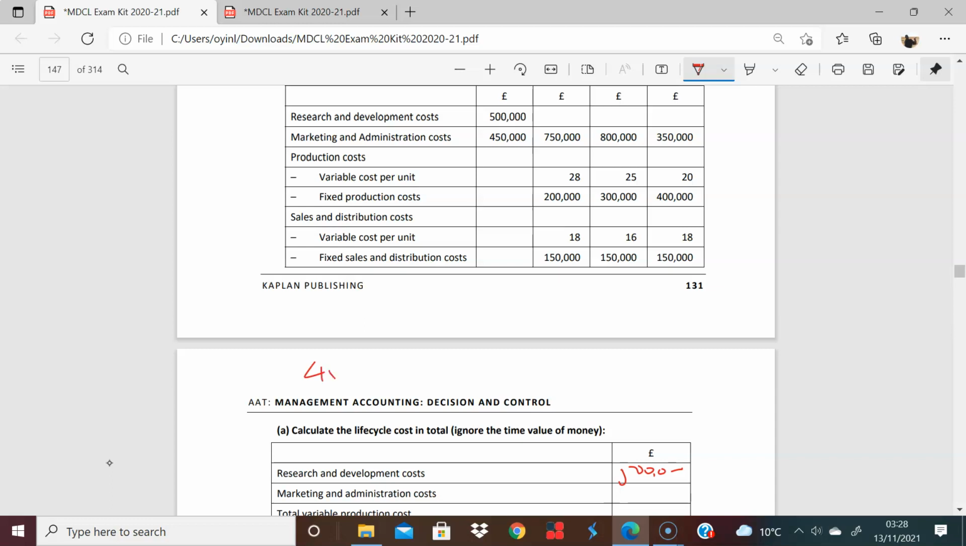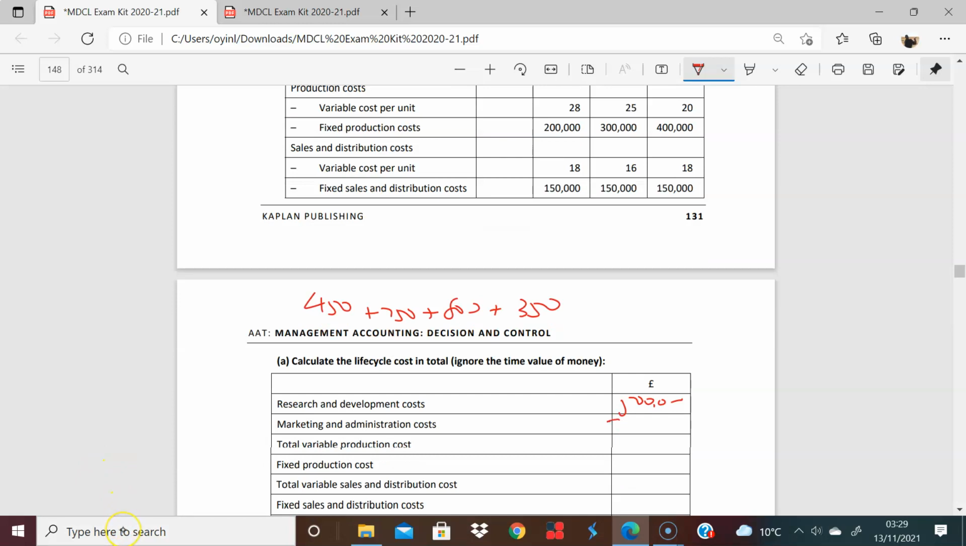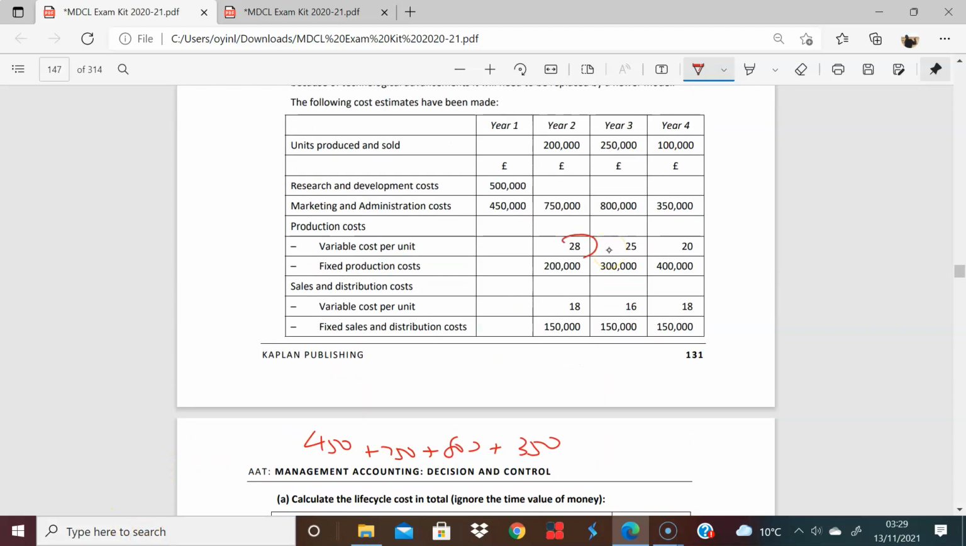So add the 450 plus the 750 plus the 800 plus the 350. And very quickly, I'll just do that. Plus the 750 plus the 800 plus the 350. And that's 2.3 million. So that's 350. And then the total variable production cost, of course, again, will be this 28 times 200,000 plus 25 times 250,000 plus 20 times 200,000.